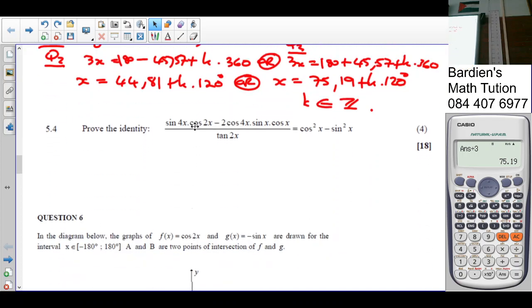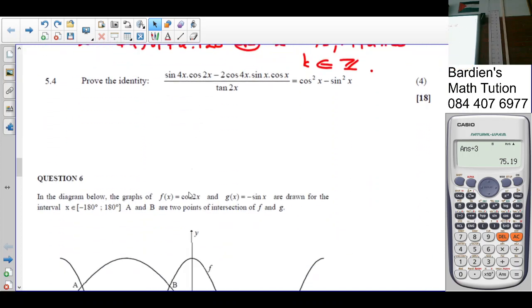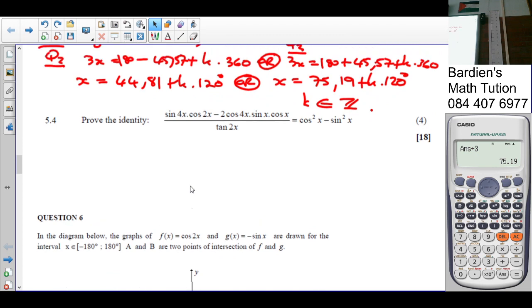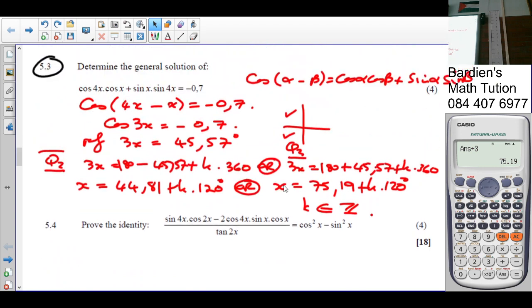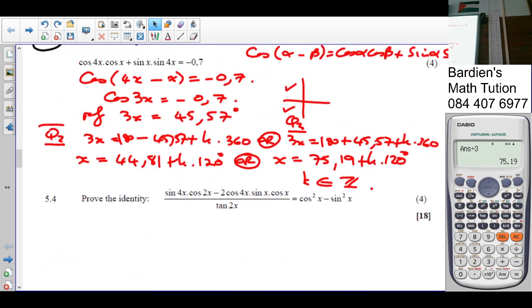So we're going to 5.4, where they ask you to prove the identity. So I need some space.